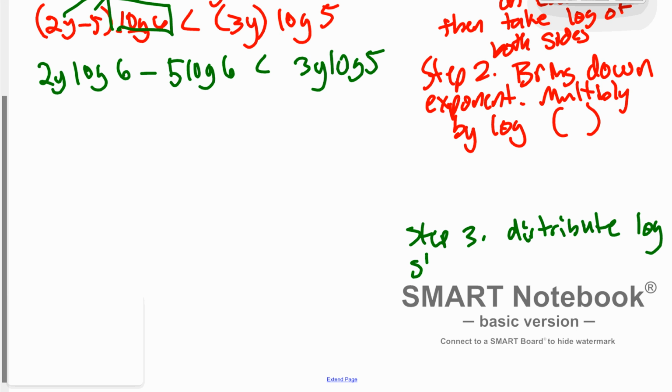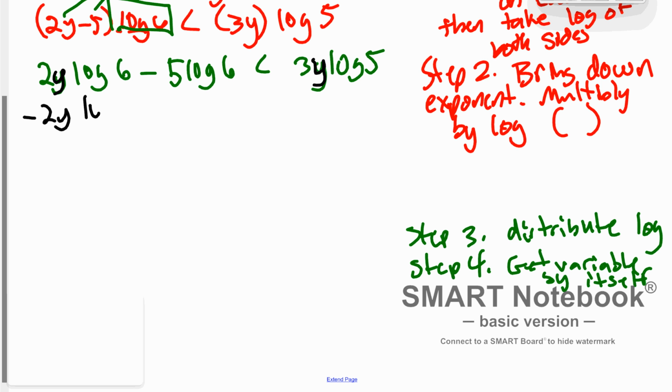Okay, step 4 is to get the variable by itself. My variable is y, so that's attached to that log, and this is attached to that log. So I'm going to get that y on one side of the equal sign or the inequality, right? So I don't have to deal with negatives, I'm going to subtract this one.